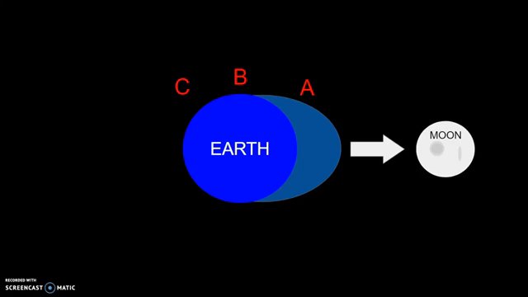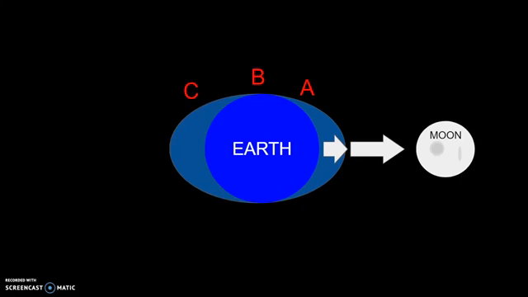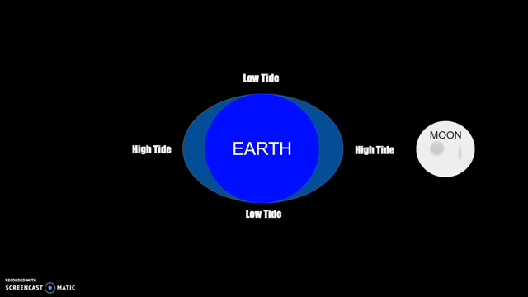Now, the moon pulls point A the most of all the points because the moon's gravitational pull forces the things closest to it more. Then it pulls point B, which is the solid earth, a little bit less than point A, and then it pulls C a tiny bit. Now that causes two high tides and two low tides to happen.